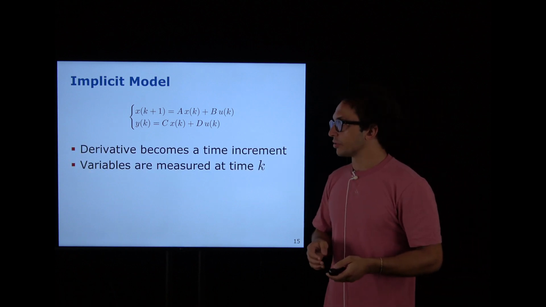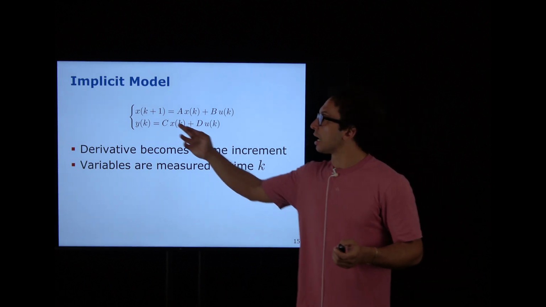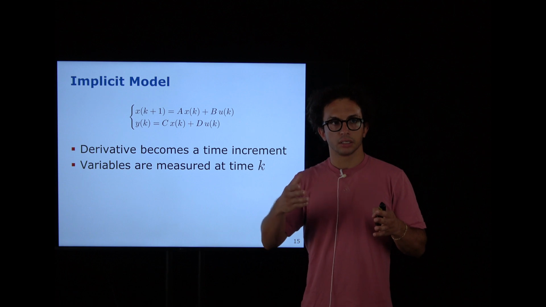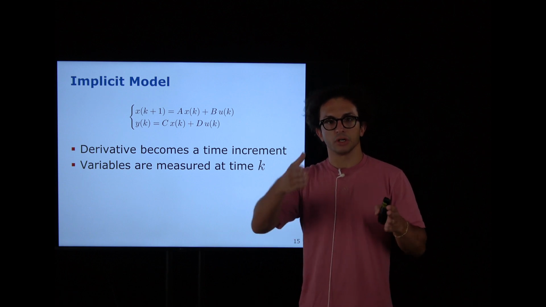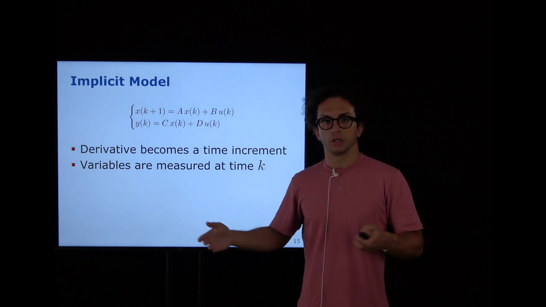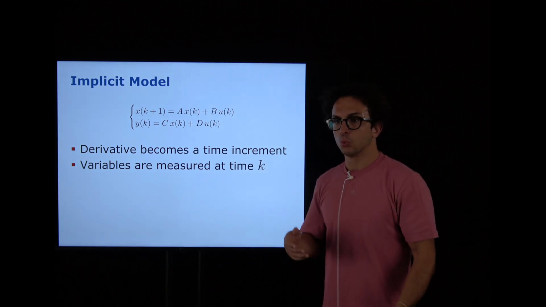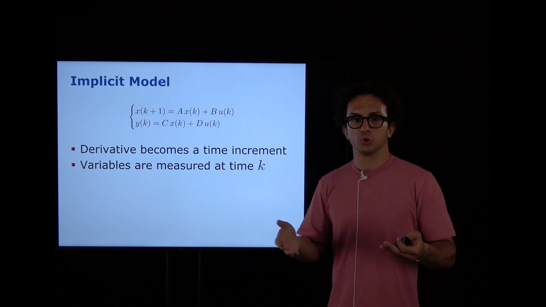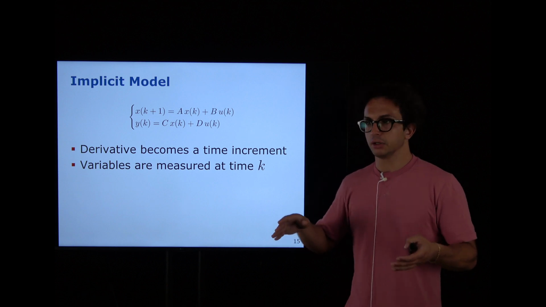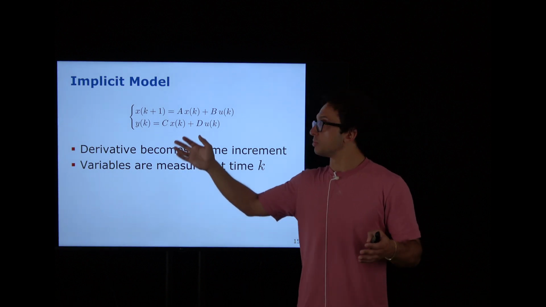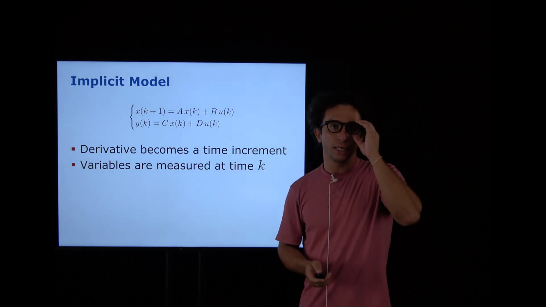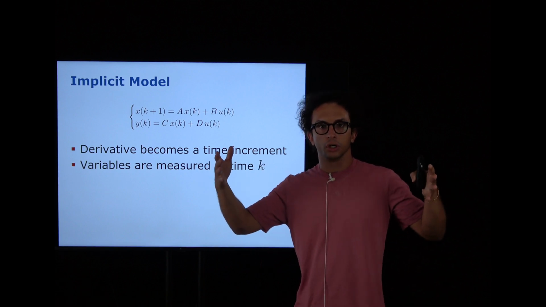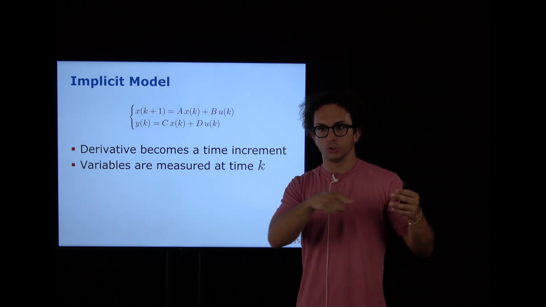So the derivative has become a time increment, and variables are measured at a time k, where k is this index that basically just keeps going on, and it gives the time counter for the system. We do not use the variable t, which we've introduced in the last lectures, because t is commonly used for the continuous time. So when you see t or a system in t, it's very likely to be a continuous time system, whereas discrete time systems usually have this k, which gives the idea of time intervals rather than one unique time axis on which we can freely move.